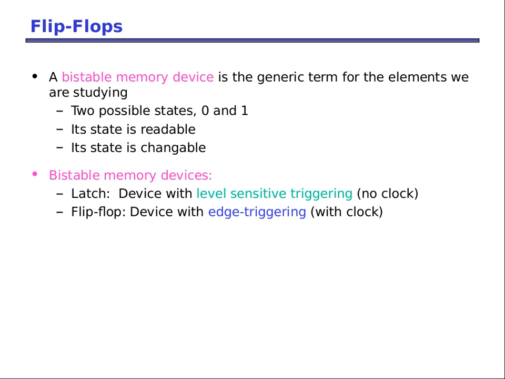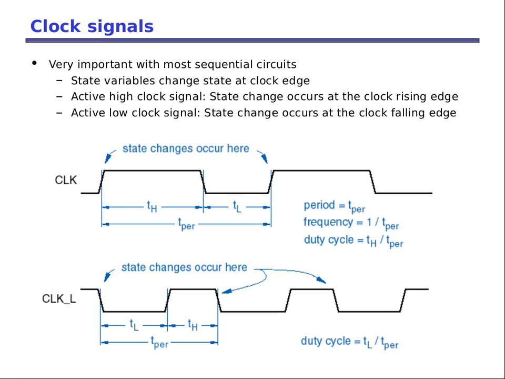So latch, it's level sensitive trigger, no clock. The flip-flop is edge triggered with the clock. So notice with your clock, so you have a clock. Why are there two signals here? All right, state variables change at clock edge. Basically, the variables change when the clock rises or the clock goes down. Hopefully, you can tell that it takes some time for the electricity to drain. That's how quickly things happen.